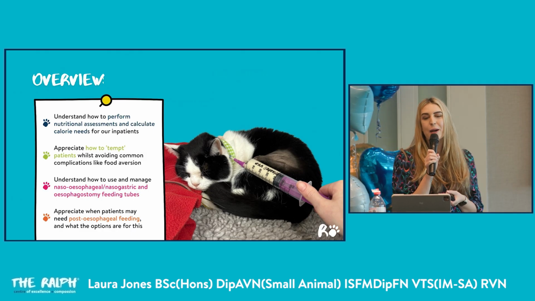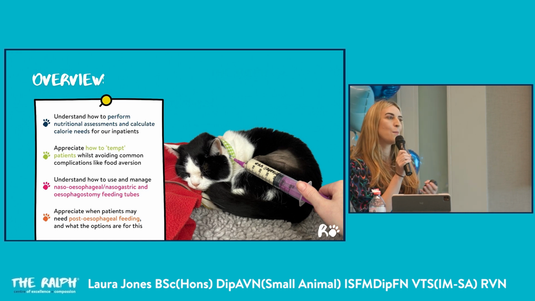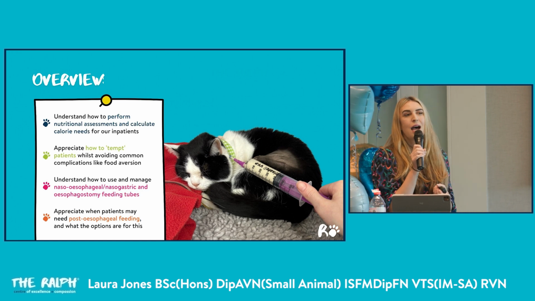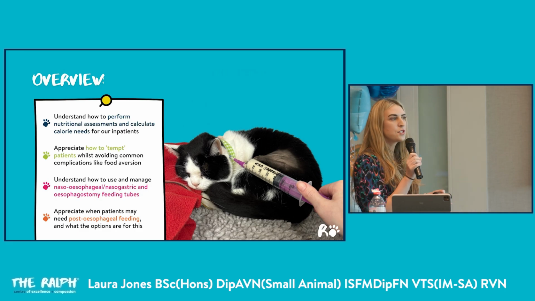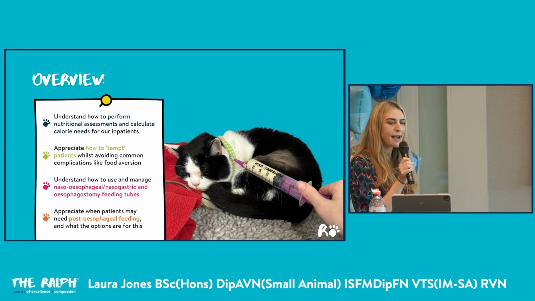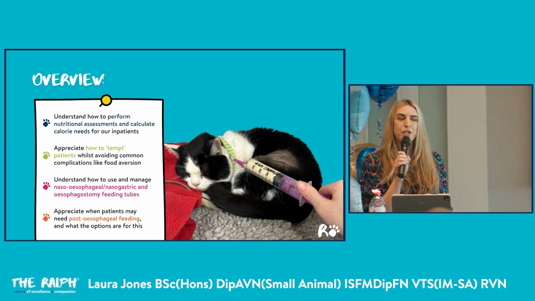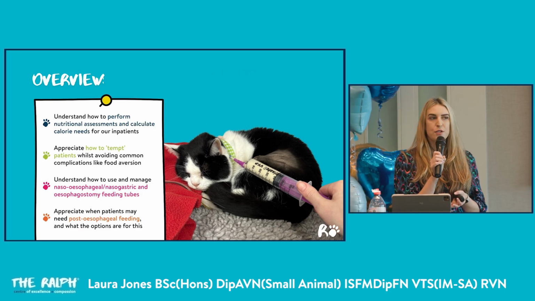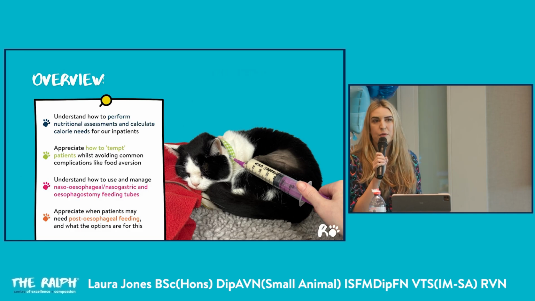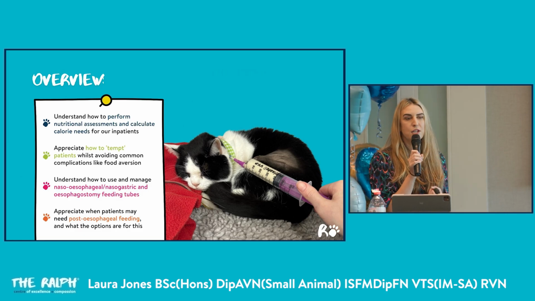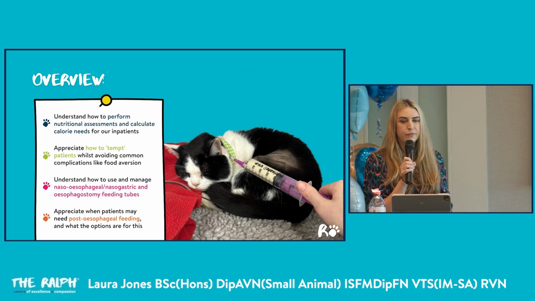So we are going to talk about how we can perform nutritional assessments for our patients and work out exactly how much they should be eating. How to tempt patients the right way without risking things like food aversion, which we commonly can see, especially with cats, and also how we place and manage nasoesophageal tubes, nasogastric tubes, and esophagostomy tubes. And we'll also look at some of the more advanced options for providing nutrition to our patients, such as gastrostomy tubes, and a little bit on parenteral nutrition as well.